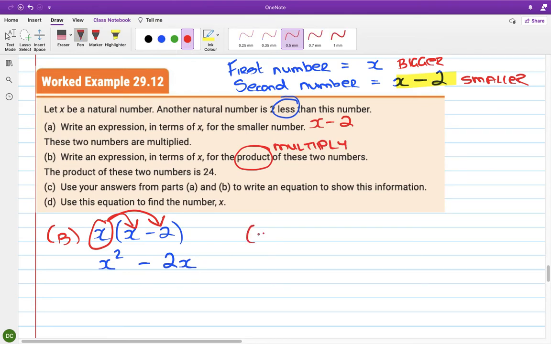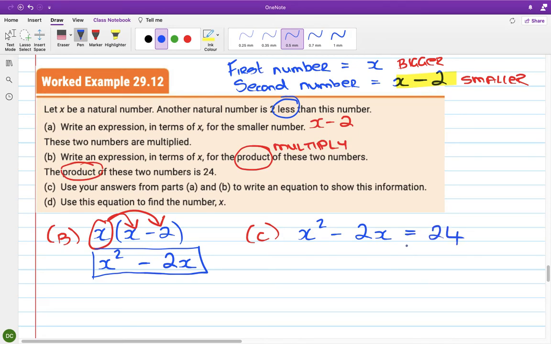Part C, same thing again. It says the product of these two numbers, so the product again is another word for multiply, is 24. So here's the product, and the answer is 24. So we take the product and we let it equal 24. So use your answers from part A and B to write an equation to show this. Just did it. And part C says use this equation to find x. So solve.